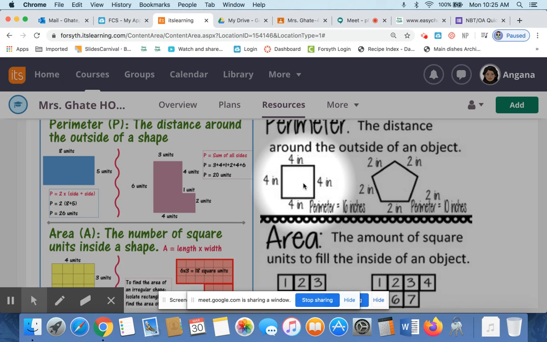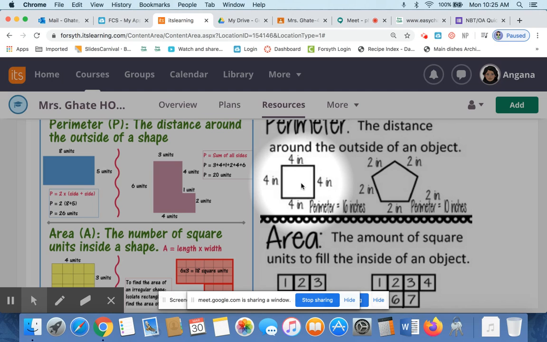So on your paper, I'm going to count to 3 in my head. I want you to go ahead and solve what's the perimeter of this shape. And you don't have to type it in the chat box. Just do it on your paper. I'm going to wait a few minutes. And you should have gotten 16 inches.